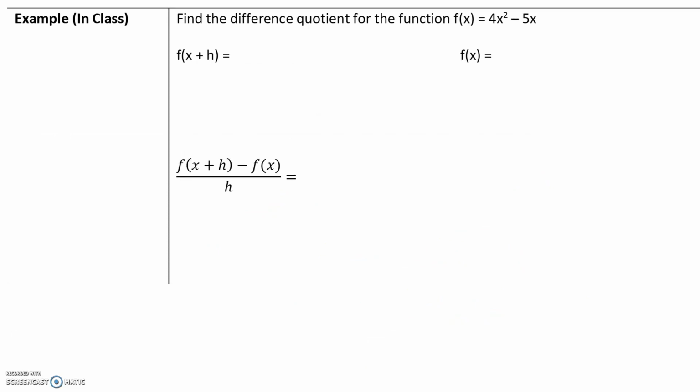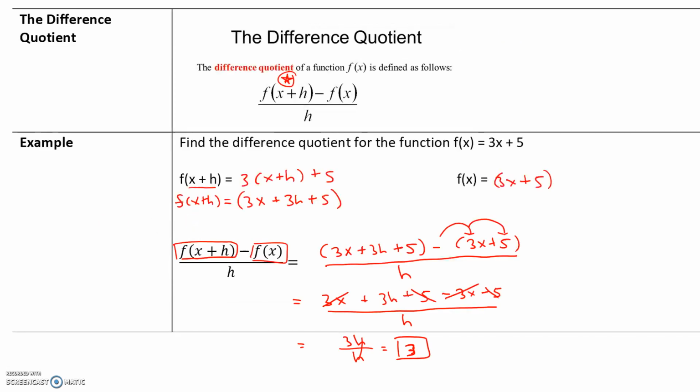All right, next, let's do a function that's a little more complicated. F of x equals 4x squared minus 5x. So our input in the beginning is x plus h. Where do we get that from? From the formula. The difference quotient is always going to be f of x plus h minus f of x over h. So let's first find what f of x plus h is.